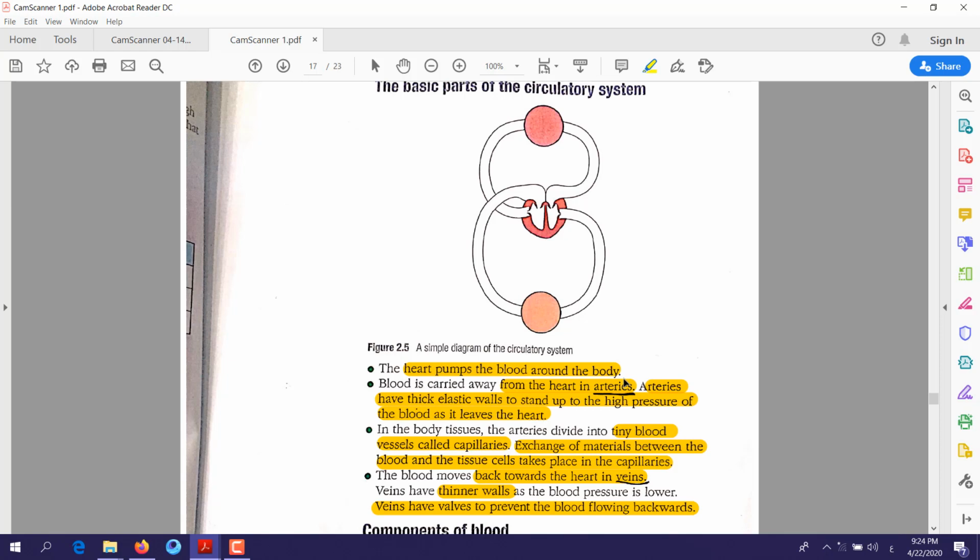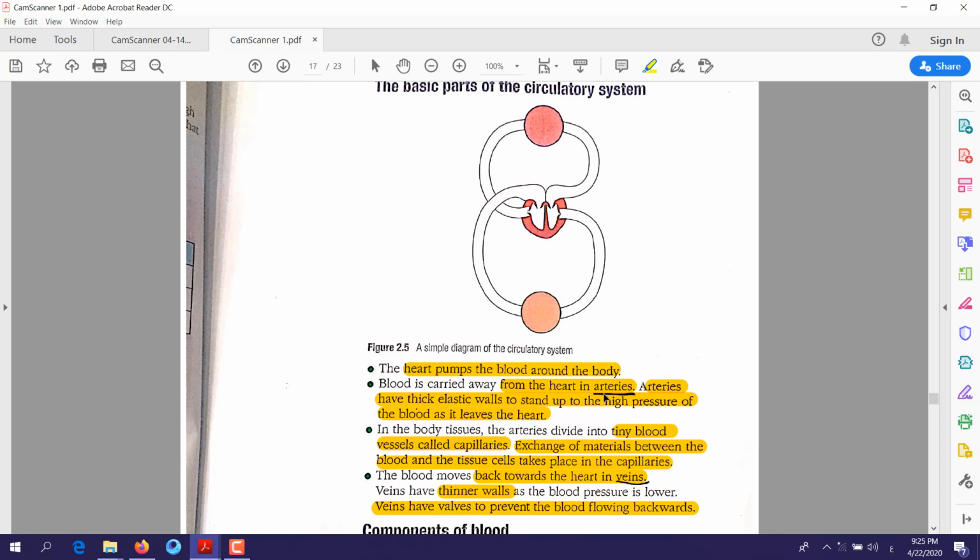Now, what is the function of each one of them? And what are the differences among these three blood vessels? Number one, artery. The function of arteries is what? To carry blood away from the heart. It means it will take blood away from the heart. When the heart pumps the blood, it goes out of the heart through what? Through the artery.